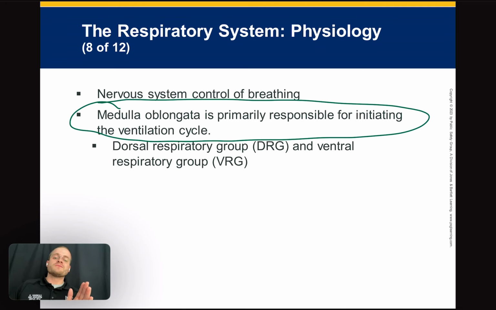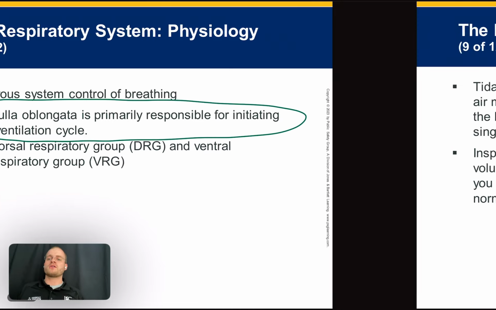And what drives this? It's too much CO2, which drops the pH of the blood because the blood becomes more acidic. I know that's a lot, up, down, but I'll say it again. What stimulates breathing normally in a normal person? It's the medulla oblongata, which is in the brainstem. It stimulates the ventilation cycle because there is too much CO2. The pH is lowered because it is more acidic. Weird, I know, but you have to know that, okay?